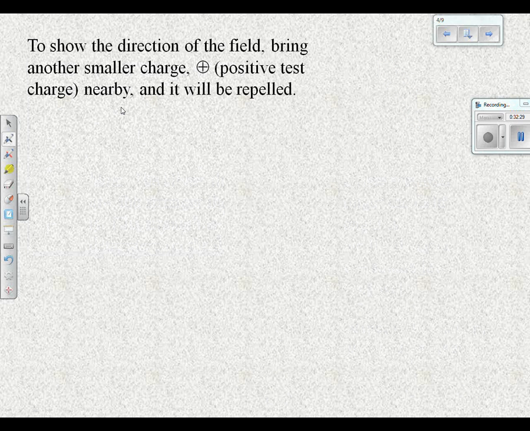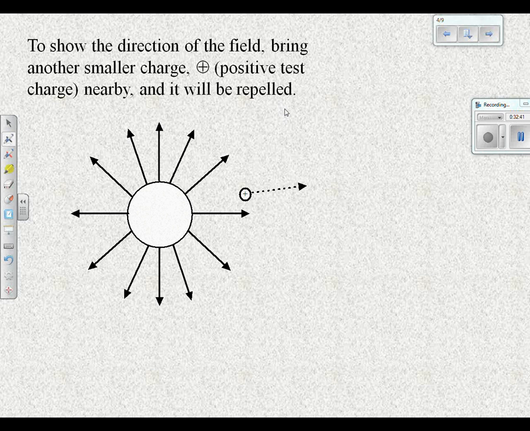To show the direction of the field, we bring another smaller charge, a positive test charge nearby, and it will be repelled. Right? Because positives will push each other away. So if this big object here has a big positive charge, this positive test charge will be pushed away, which is why all of these field lines point in what direction? Away.